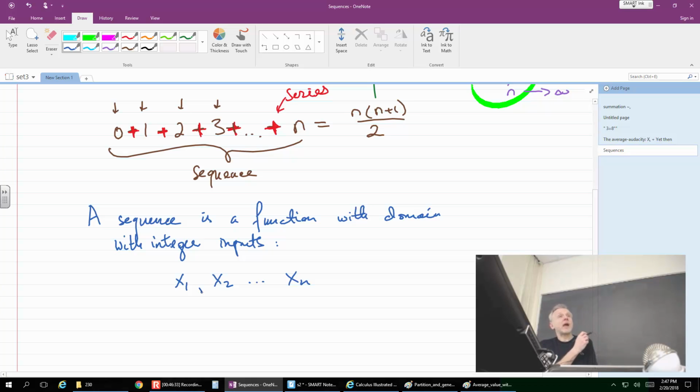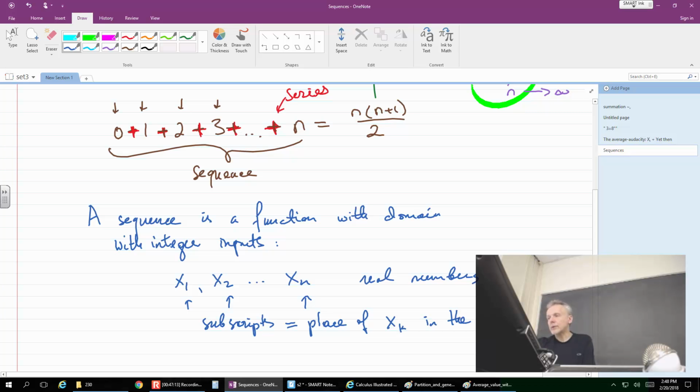We did this at the very beginning, when we did the average of n numbers. So what does it mean? It means that these are real numbers, and you can say they are listed or marked with those indices. These are the subscripts, and they indicate the order of that number in the sequence, so the place of x sub k, say, in the sequence. So kth place: first, second, third, and so on, and we'll put it as a subscript.